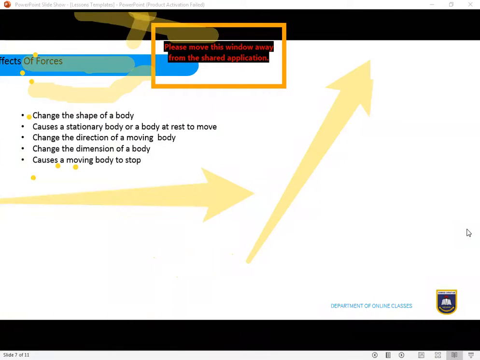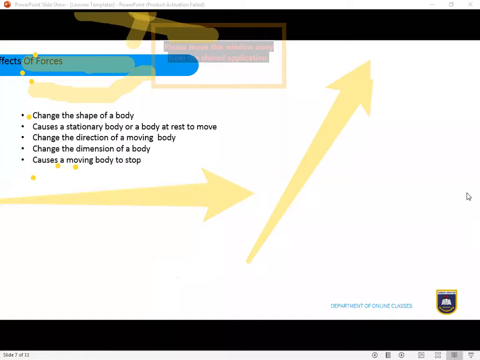It causes a moving body to also stop. When a ball is moving, a force will cause it to stop. If you stop it with your leg, it will automatically remain at that point because you've applied an external force to it.